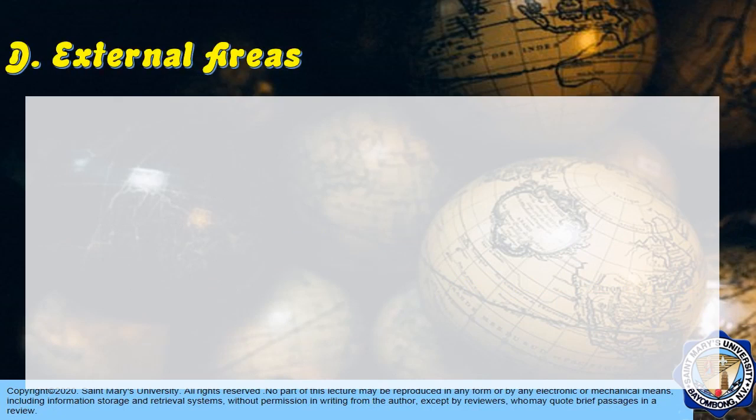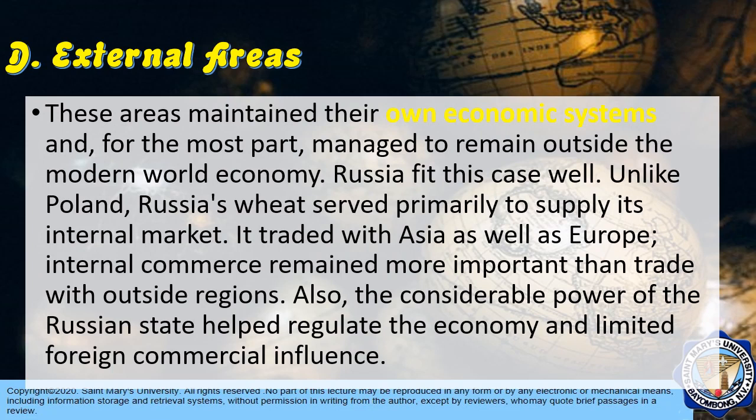The next category is the external areas. They do not belong to the core, periphery, or semi-periphery, because these are places that can maintain their own economic systems and manage to remain outside the modern world economy. For example, Russia. Unlike Poland, Russia's wheat served primarily to supply its internal market. They did not engage in international trade because within their economy they could already supply the needs and demands of their people. It traded with Asia as well as Europe, but internal commerce remained more important than trade with outside regions, and the considerable power of the Russian state helped regulate the economy and limited foreign commercial influence.